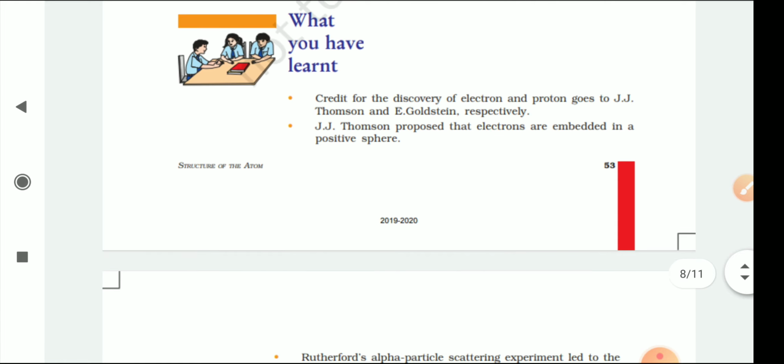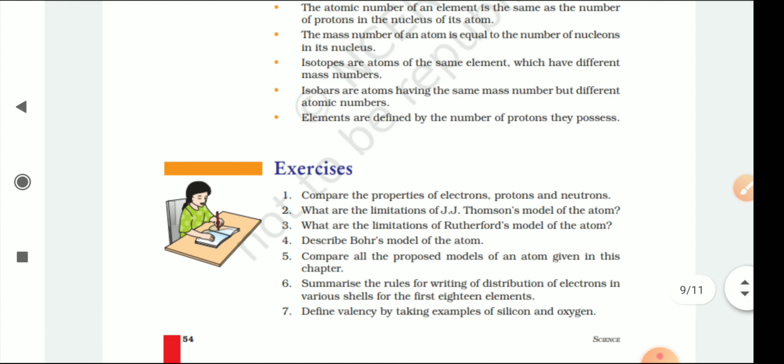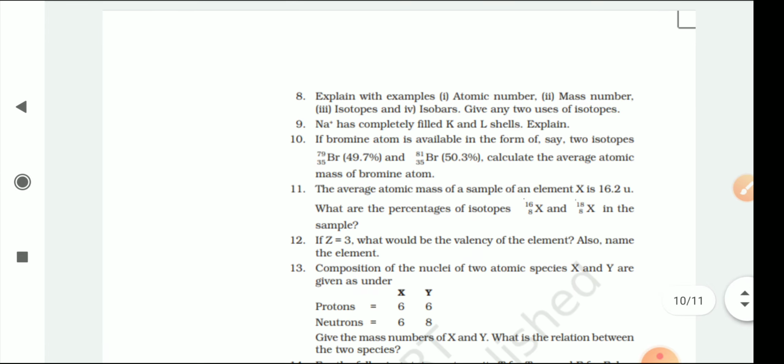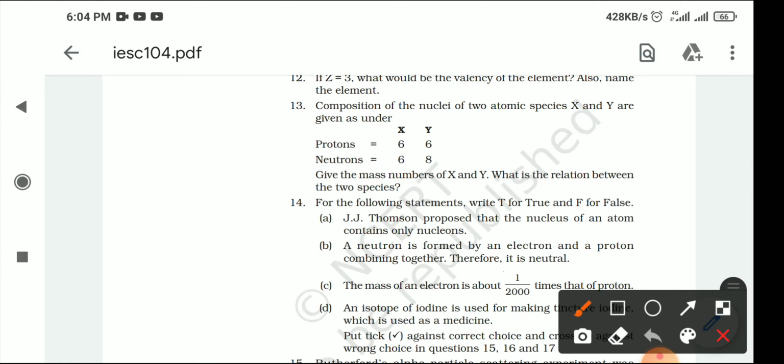Which kind of questions will be asked related to these two topics? I am telling it to you here. These are question numbers 12 and 13 for you. Here you see question number 13: composition of the nuclei of two atomic species X and Y are given here. So you are given two species, X and Y. Give the mass number of X. So what will be the mass number of X?